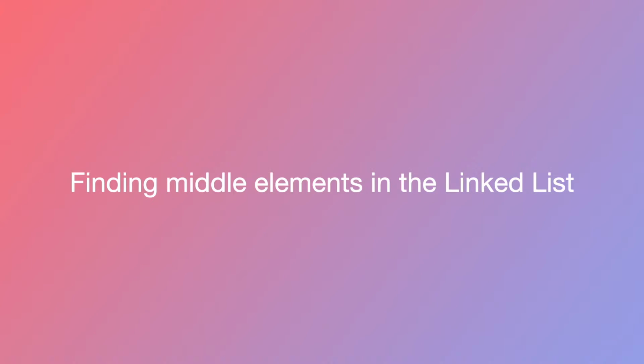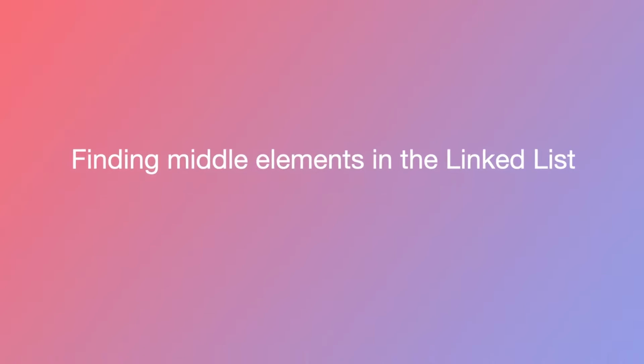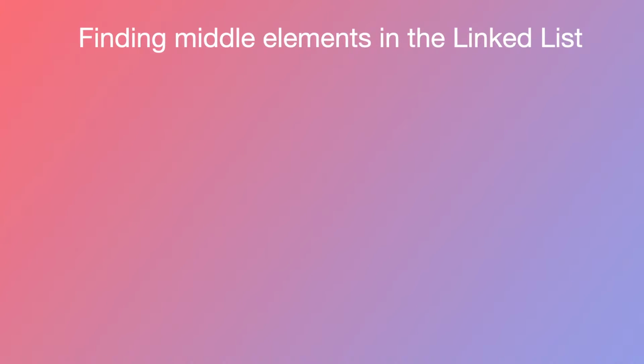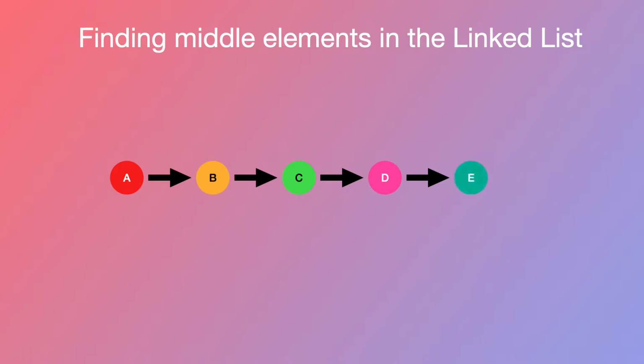In today's video, we are going to look into the algorithm of finding the middle element in a linked list. Okay, so what is the problem statement? So we are provided with a linked list. Let's assume that we are having a linked list with 5 elements A, B, C, D, E, and we have to find the middle element. So here the middle element is C. So we have to come up with an algorithm to find this middle element.